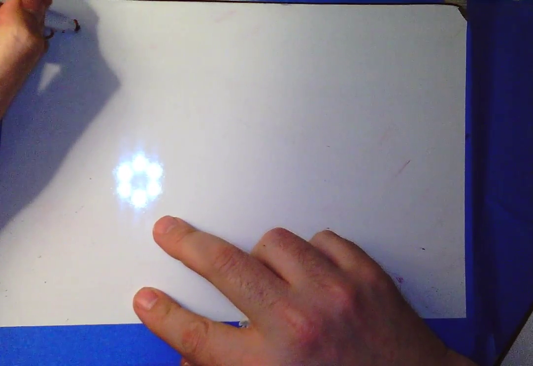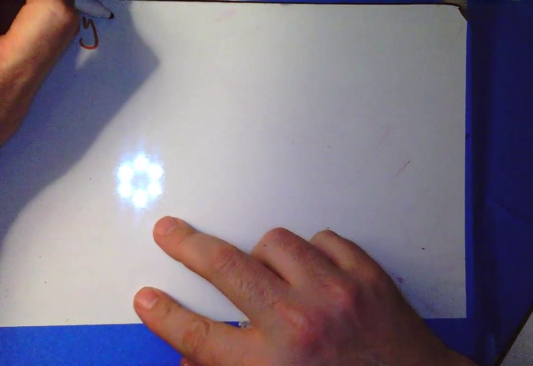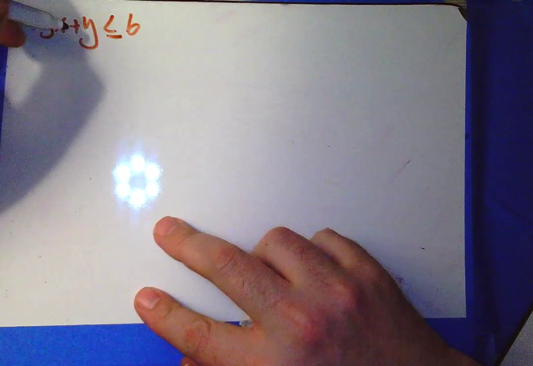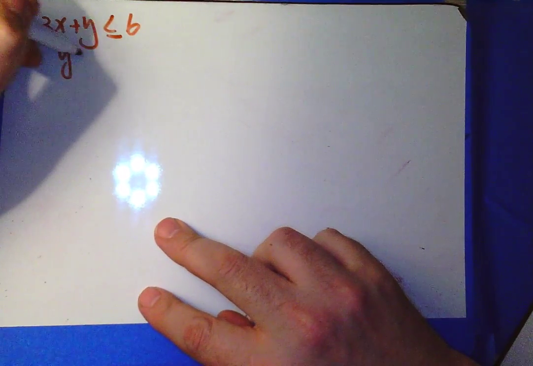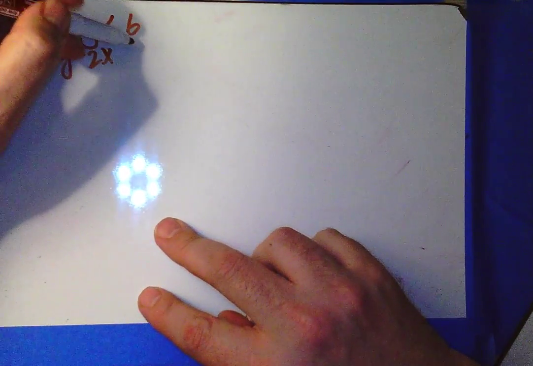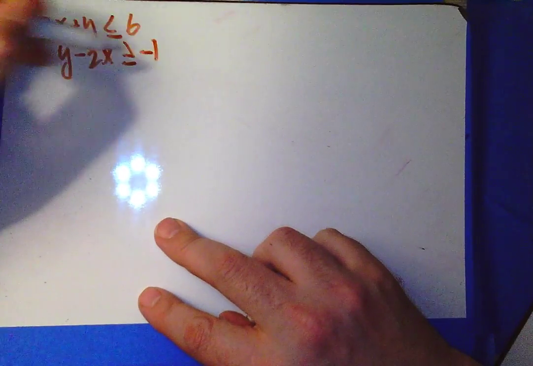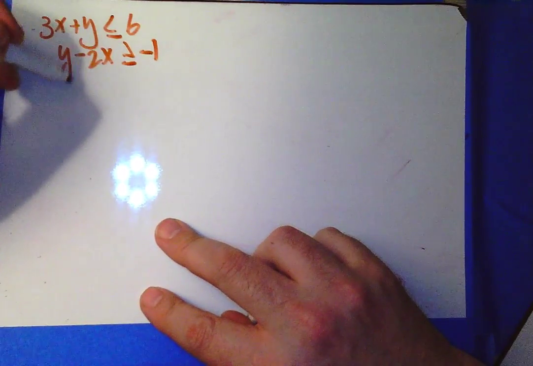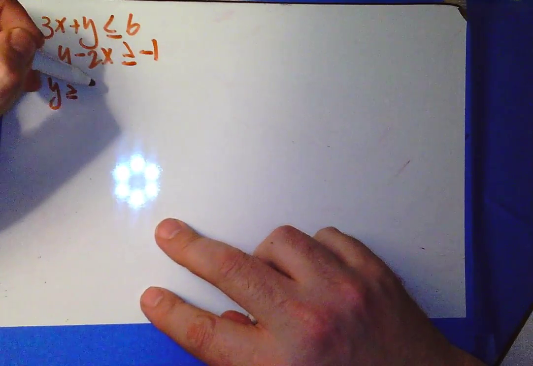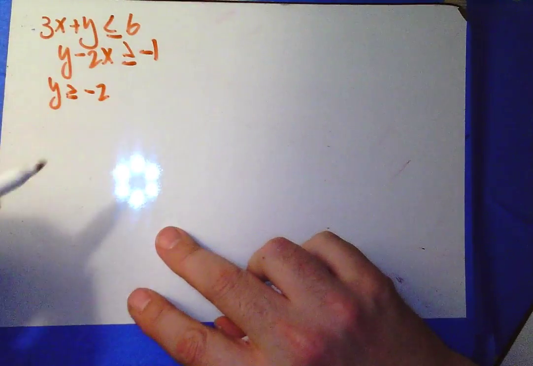2. 3x plus y is less than or equal to 6. y minus 2x is greater than or equal to negative 1. And y is greater than or equal to negative 2.